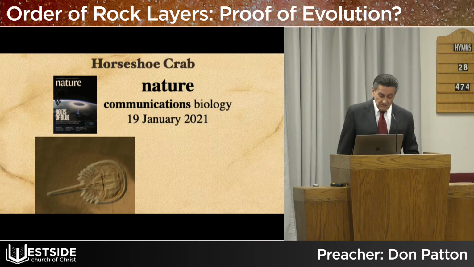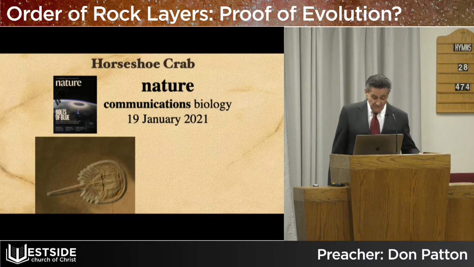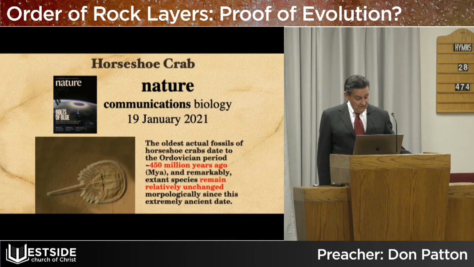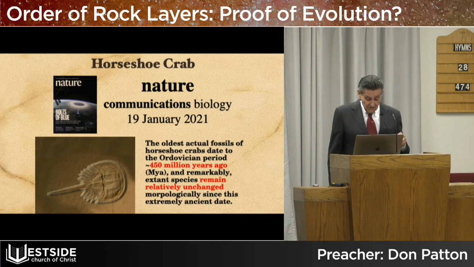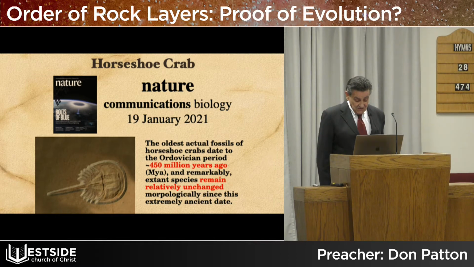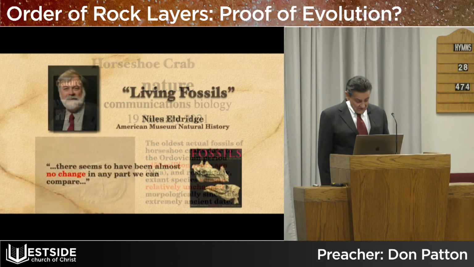For example, with the horseshoe crab, and here is a description of it from Nature, 2021. We try to keep these up to date. But they're describing it. The oldest actual fossil of the horseshoe crab to date is the Ordovician period, 450 million years ago. Now that's pretty much toward the bottom of the column. And remarkably, extant species remain relatively unchanged morphologically. That's the shape. Since this extremely ancient date. So 450 million years right down at the bottom, and they haven't changed. That's not what they expect.